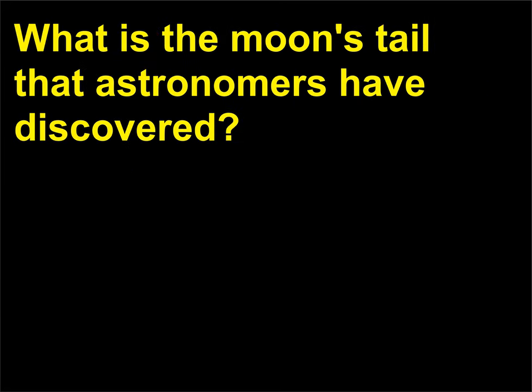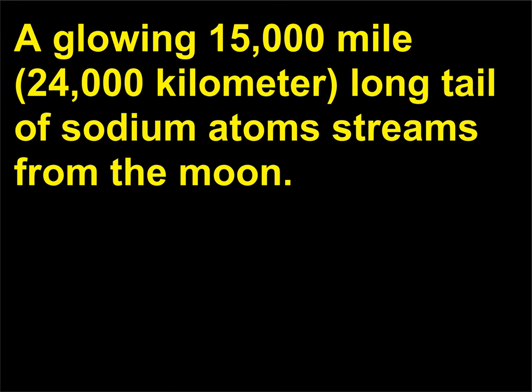What is the moon's tail that astronomers have discovered? A glowing 15,000-mile, 24,000-kilometer long tail of sodium atoms streams from the Moon.